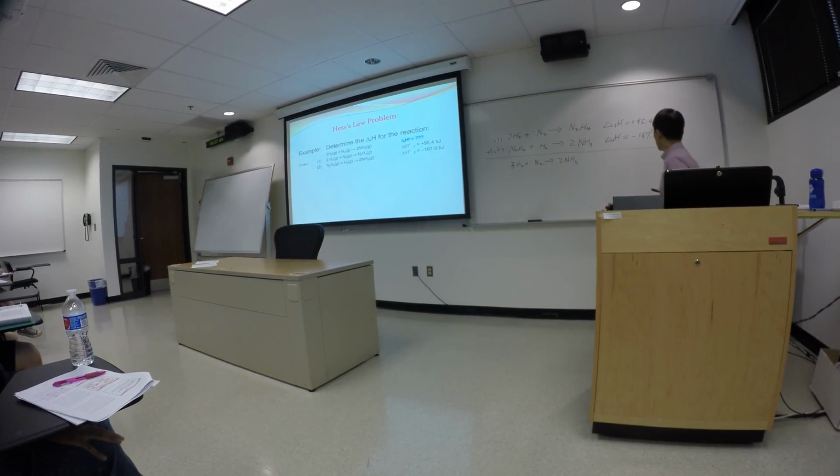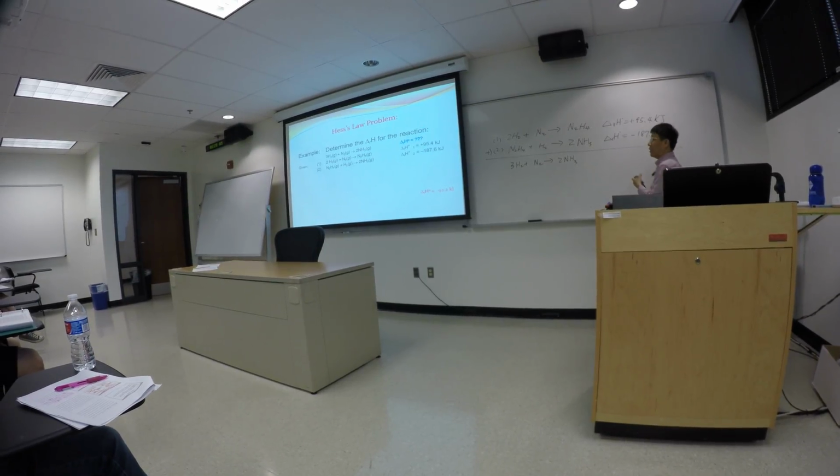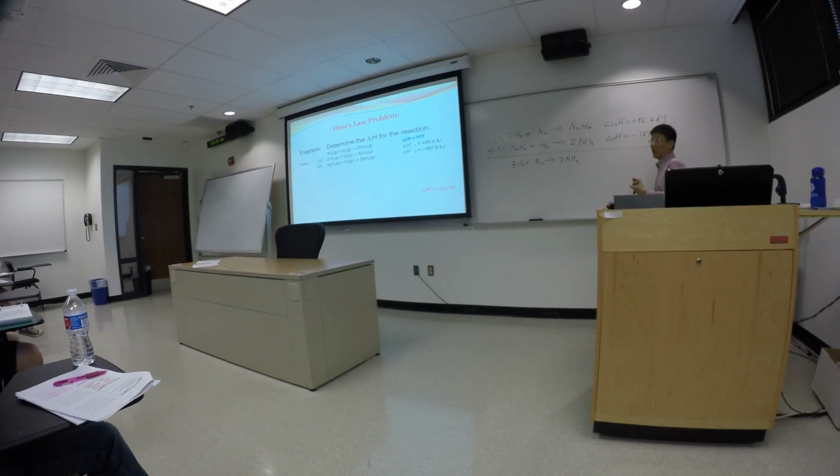So negative 187 plus 0.6 plus 95.4. That will give you the enthalpy there, negative 92.2 kilojoules. So you're simply adding these two numbers together as well. Always treat the energy as part of the reaction.